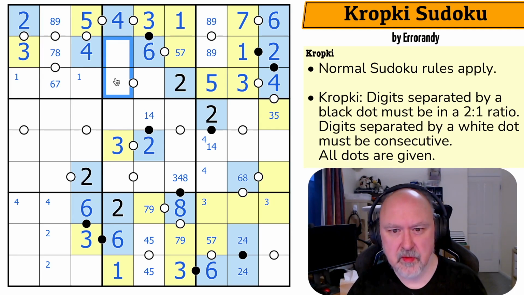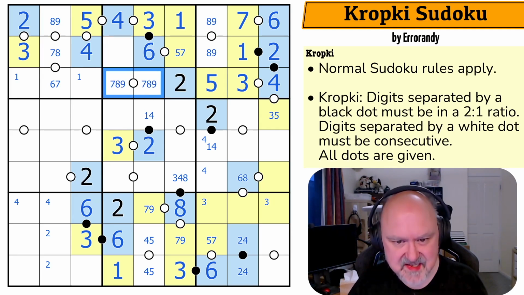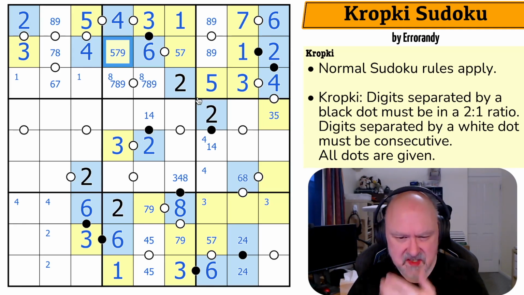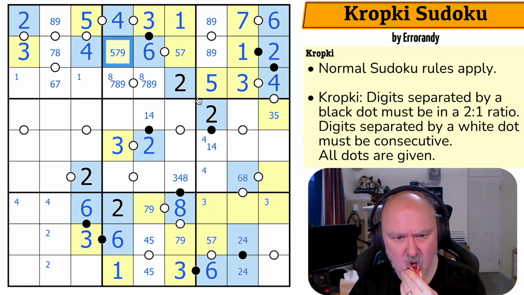So there must be an 8 on this. This is 7, 8, 9 because there must be an even digit on it, and the only one available is the 8. And this is 5, 7 or 9. This is really cool.